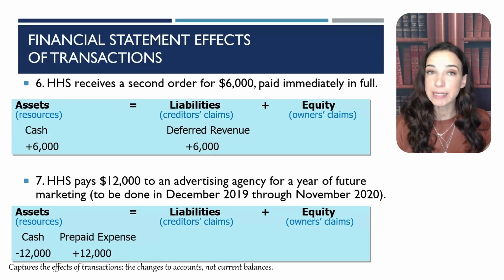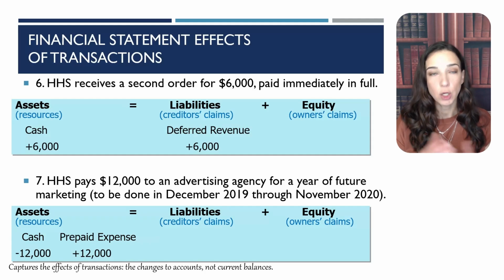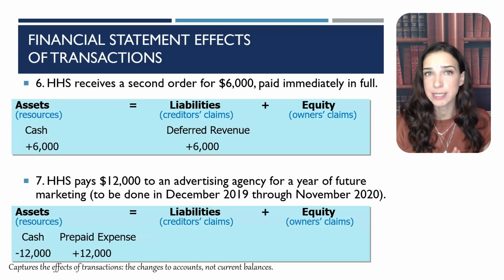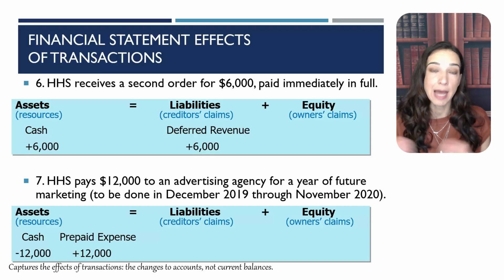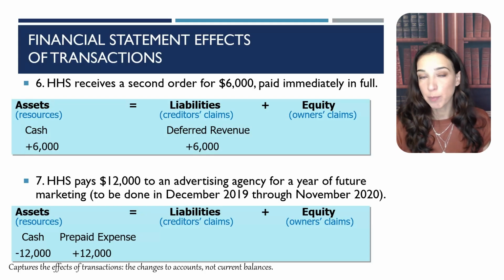What did they receive in exchange for that cash? An asset called prepaid expense. Could have been called prepaid asset, prepaid marketing, prepaid advertising. This reflects that they now received an asset, which is the right to receive a year of advertising services from this company in the future. So it's not yet showing up on the income statement.